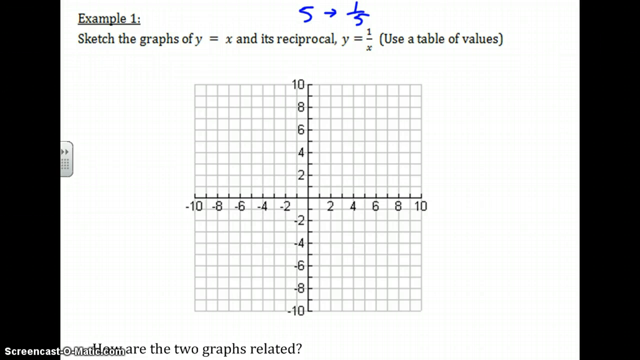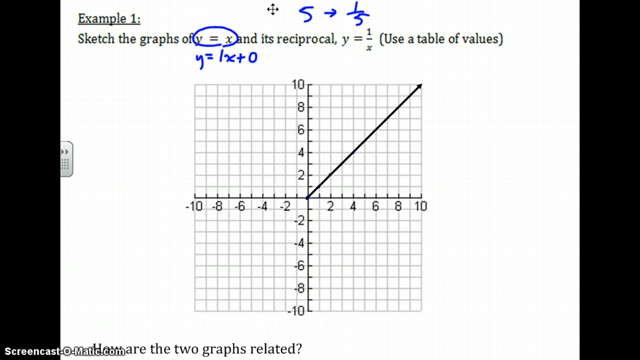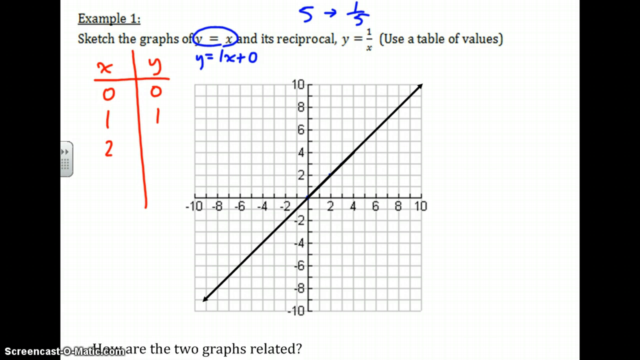So first, y equals x. Do we need a table of values for that? Probably not. We should know that. It's like y equals 1x plus 0, so it has a y-intercept of 0 and a slope of 1. We can graph that one pretty easily. If you weren't confident on that, table of values, feel free. Okay, so we get something like that. If we had the table of values, it would look like x, y: x is 0, y is 0, x is 1, y is 1, 2, 2, 3, 3, everything like that.